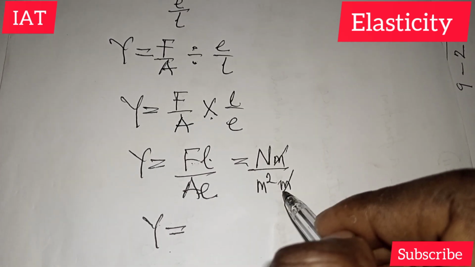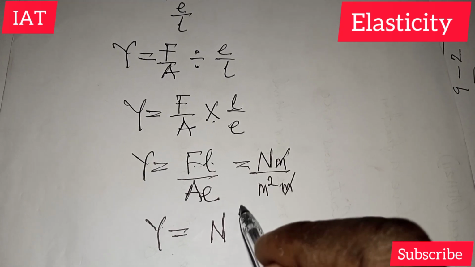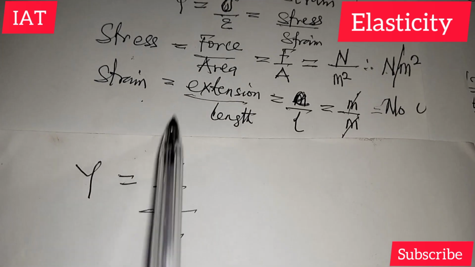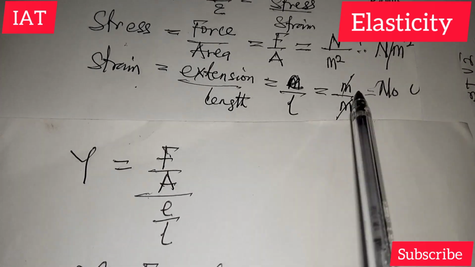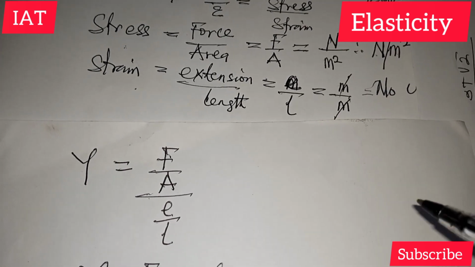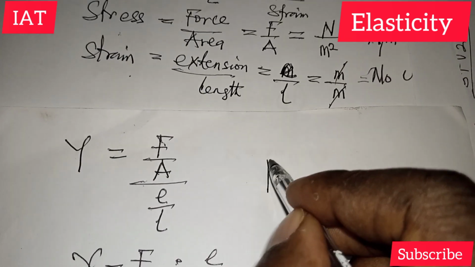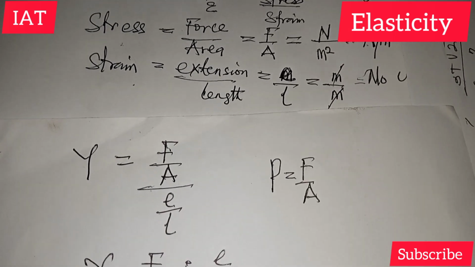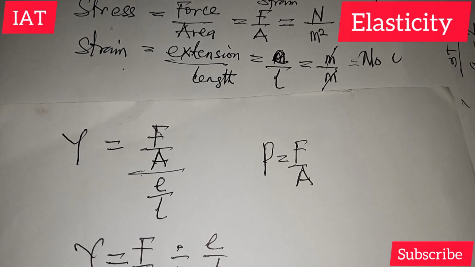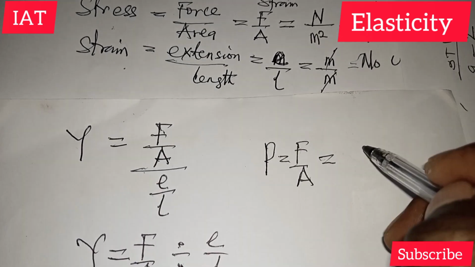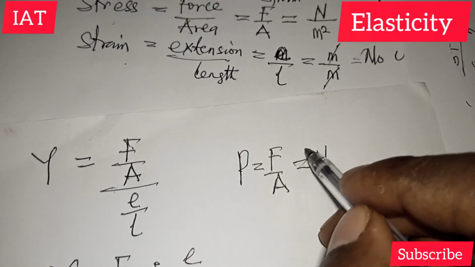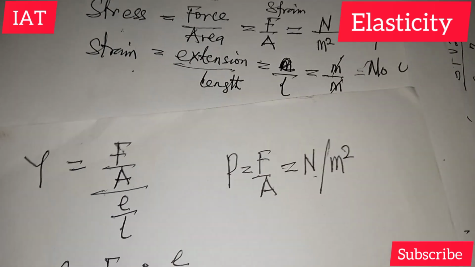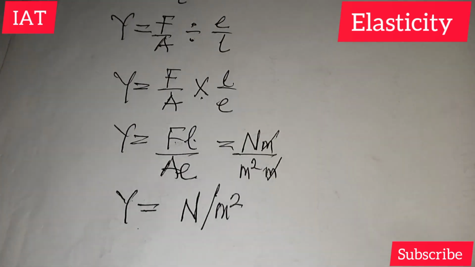If this meter cancels out with this meter, what is left is Newton per meter square, which is the same unit we had for stress. So Young's modulus and stress have the same unit. If you remember, pressure is also force over area. Essentially, stress is the pressure acting on that material, because pressure has a unit of force in Newton and area in meter square. So it's the same thing with stress and the same thing with Young's modulus. All of this makes a lot of sense to you.